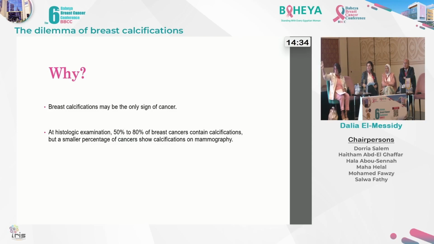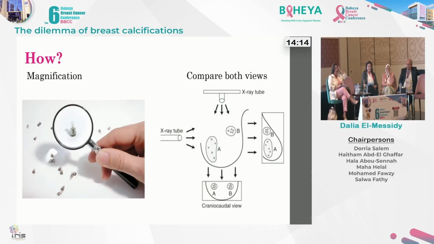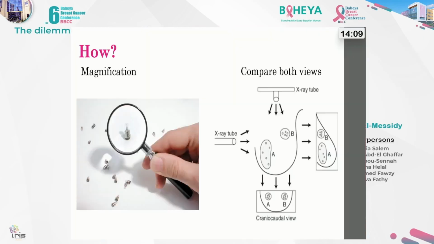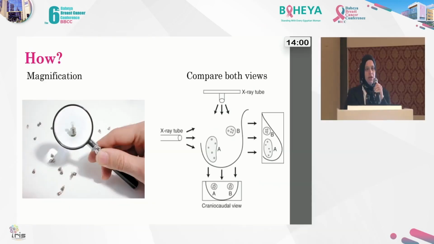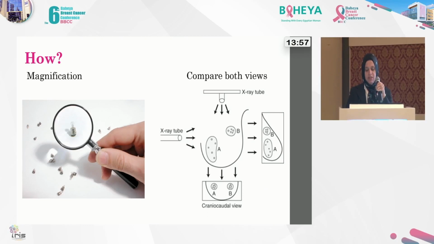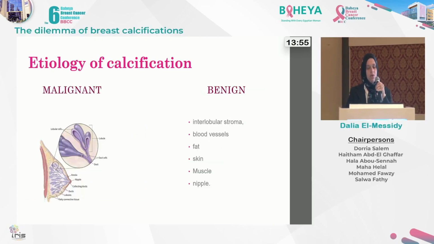First of all, breast calcification may be the only sign of cancer. At histologic examination, it accounts for up to 50 to 80% of cancers. However, a smaller percentage is shown on mammography. To increase its detection, we need to use magnification, either through air gap techniques or electronic magnification. And we also need to compare both views. So if a cluster is seen in only one view and is not seen on the other, it represents overlapping tissues. And if it's seen in both views, it's a true cluster and not a fake one.